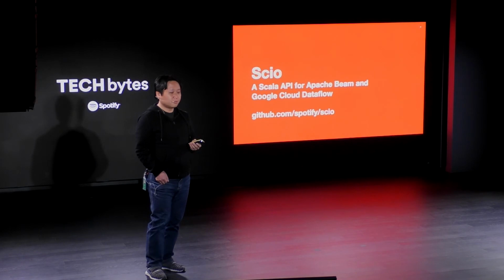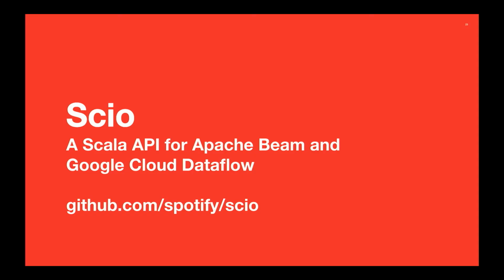So we built Scio. It is the Scala API for Apache Beam and Google Cloud Dataflow. And it's open source on GitHub, so you can check it out at github.com/spotify/scio.